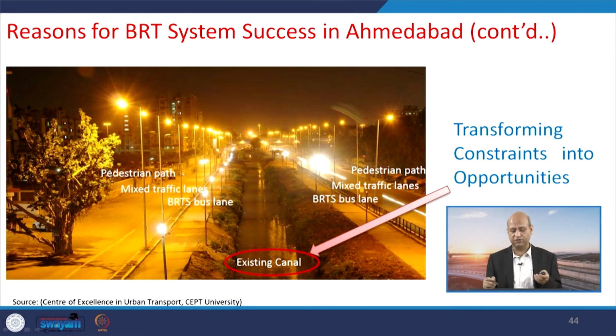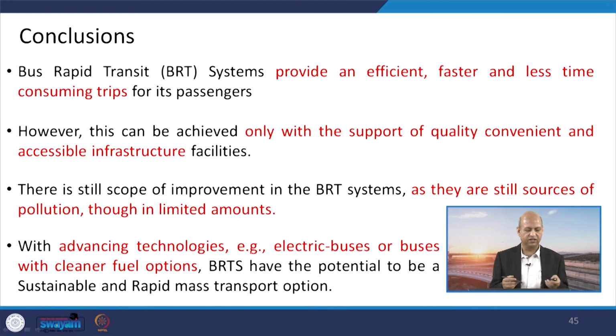Plus, when you have constraints, you can use them as an opportunity. This is a wonderful example. There is an existing canal, and on both sides you can see the BRTS system was built along with a pedestrian system and lighting. So it is a kind of win-win situation when you have this kind of land mass there. If you build it as an opportunity, this is one creative innovation you can see integrated into the BRTS system.